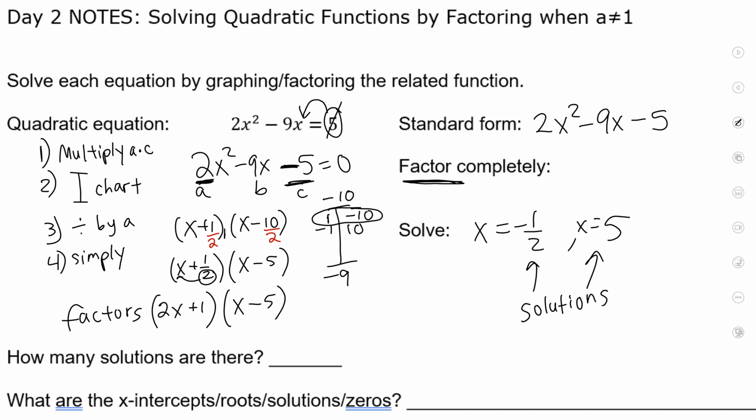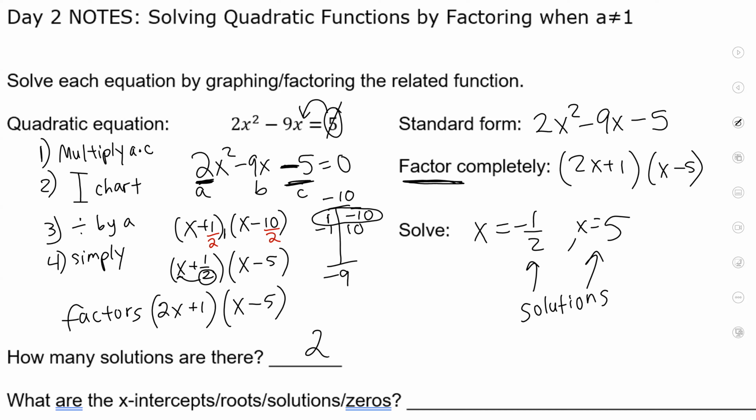So when it says factor completely, these are your factors. 2x plus 1 and x minus 5. When they're in the parentheses, these are your factors. When you solve it, you get x equals something. Those are your solutions. Okay, so how many solutions did we have? 2. So just put 2.